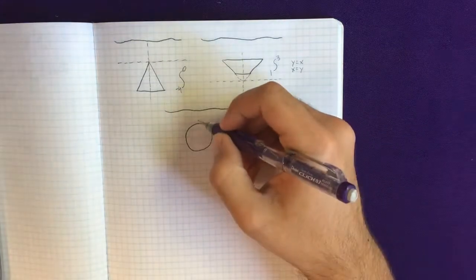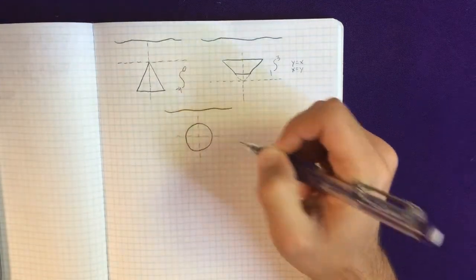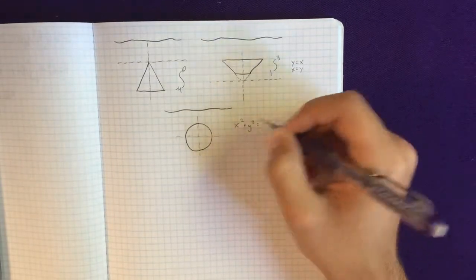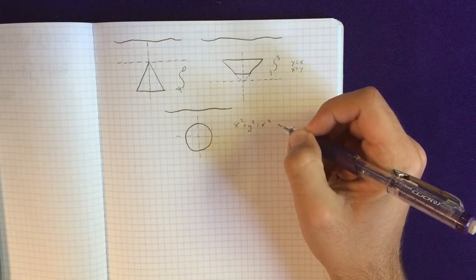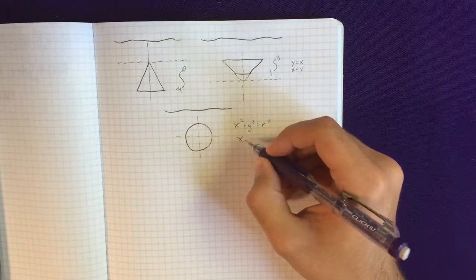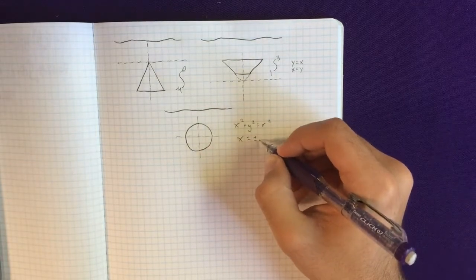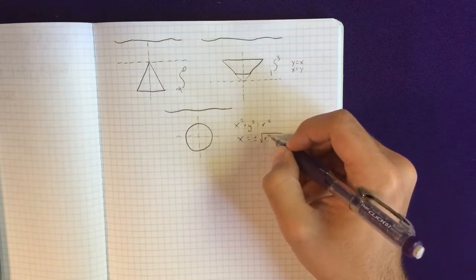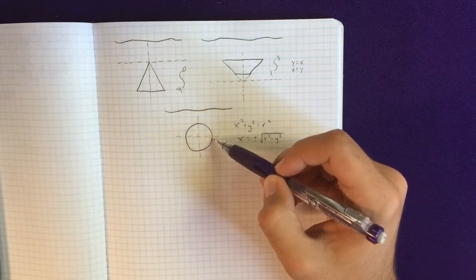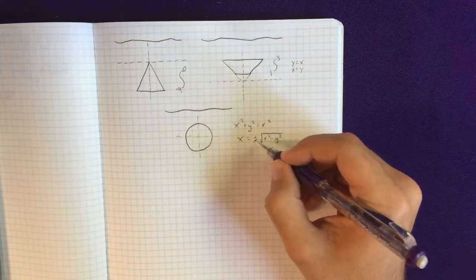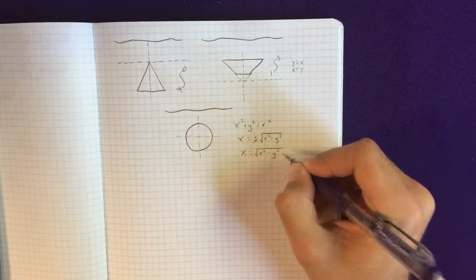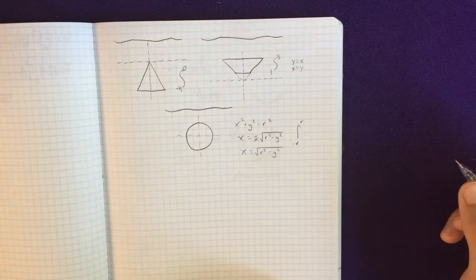For a circle, the best place to put the axes is right here in the center, because then your equation for the circle is going to be x squared plus y squared equals r squared. When you solve for x in terms of y, you're going to get x equals plus or minus the square root of r squared minus y squared. We can just take the right half of the circle, so we can ignore the negative part, and it's x equals the square root of r squared minus y squared. Now we know how to do hydrostatic force problems.